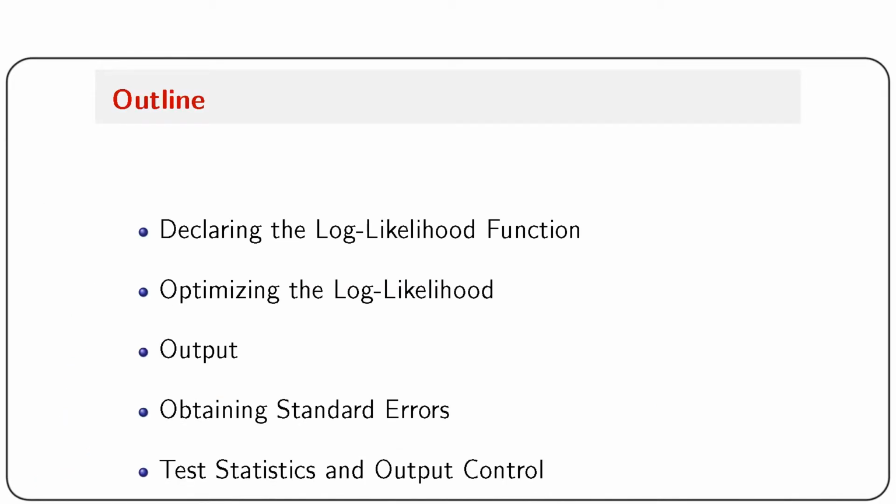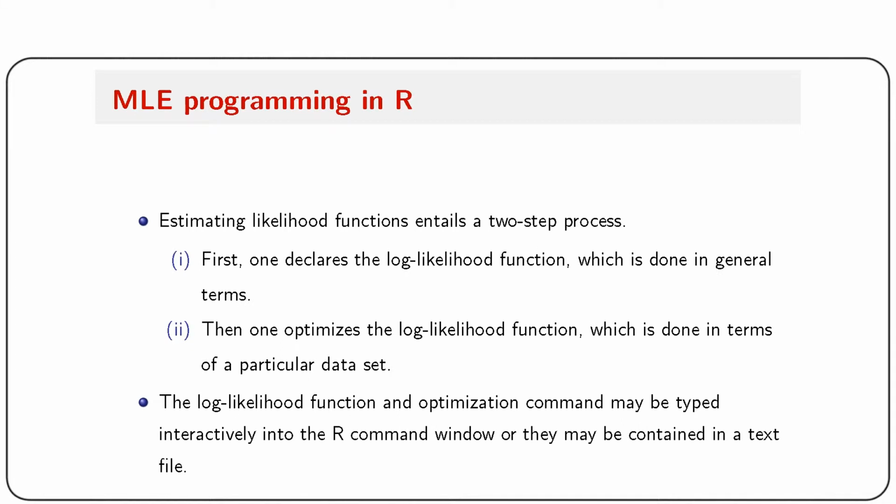So in this module, as I told, we'll learn how to implement maximum likelihood estimation in R. So let's start with declaring the log likelihood functions in R. Estimating the log likelihood functions entails a two-step process. The first one declares the log likelihood function, which is done in general terms. Then one optimizes the log likelihood function, which is done in terms of a particular data set. The log likelihood function and optimization command may be typed interactively into the R command window, and they may be contained in a text file.